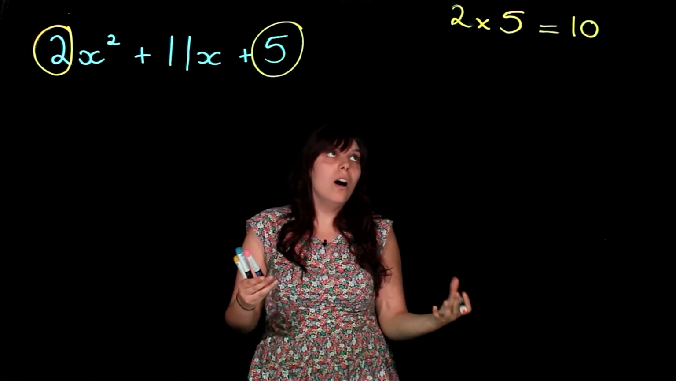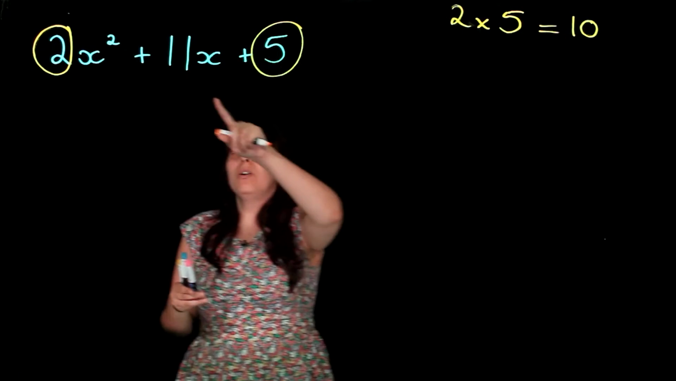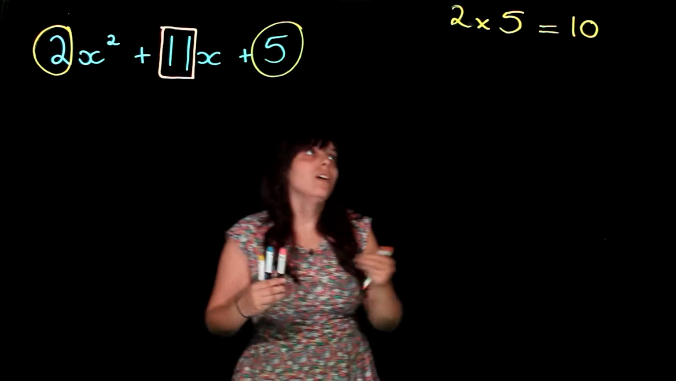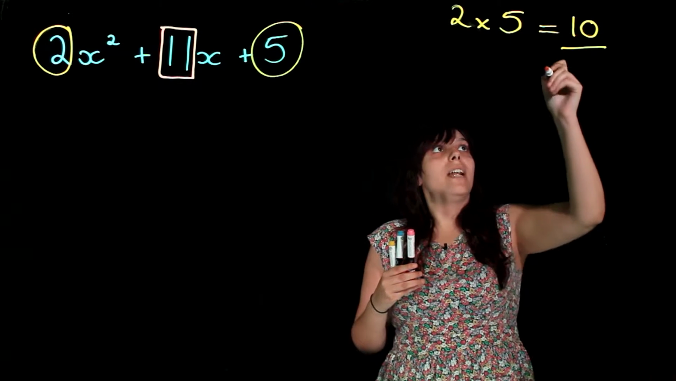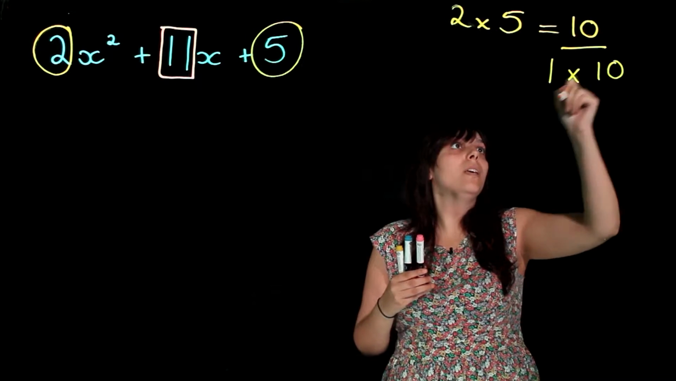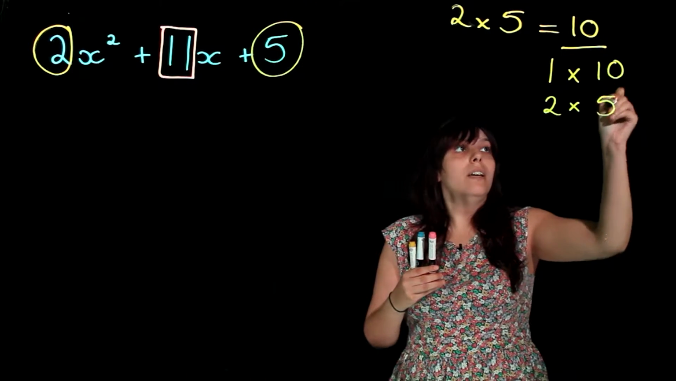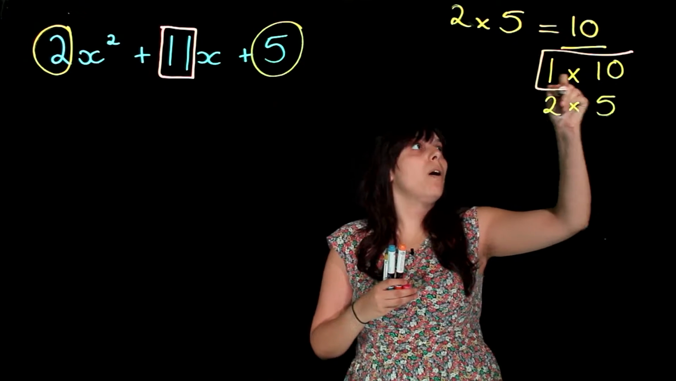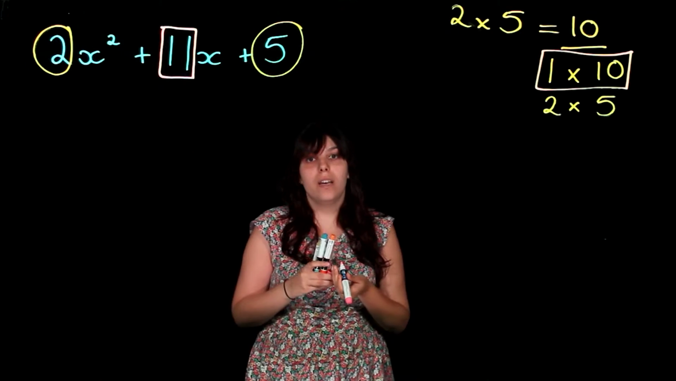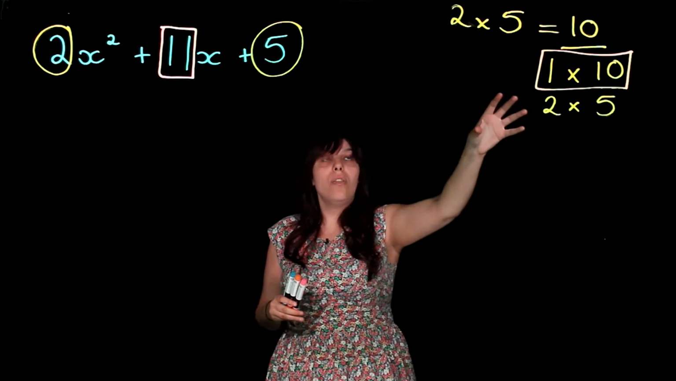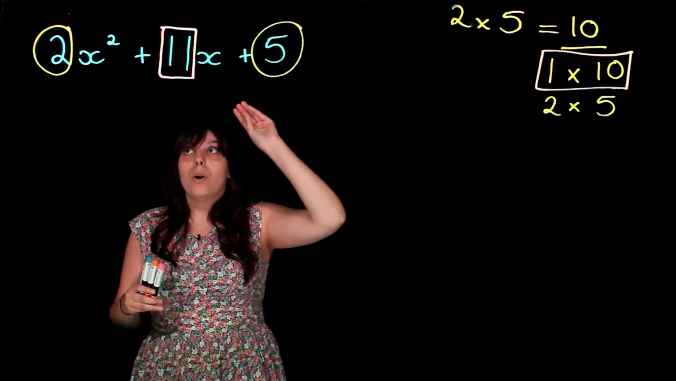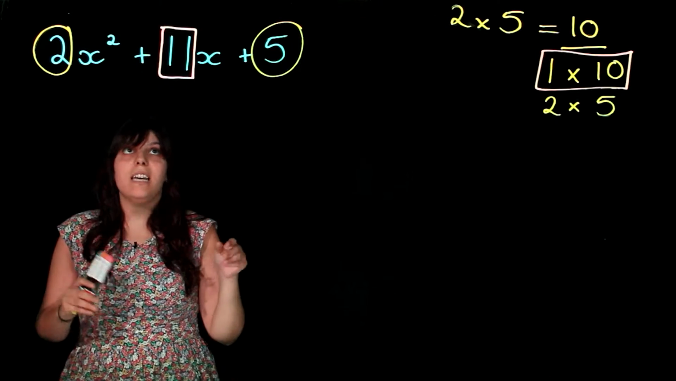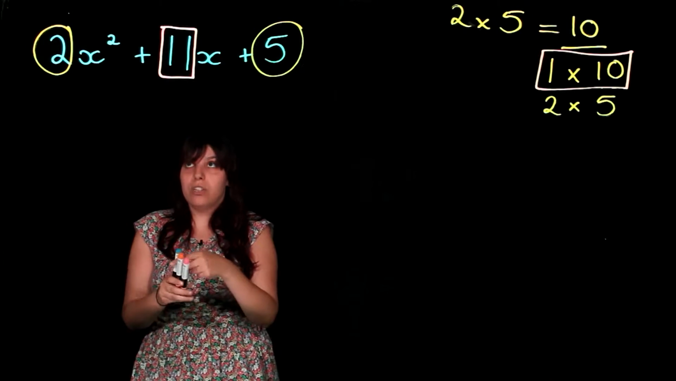So just as before, I need to find factors of 10 that multiply together to give me the coefficient of x, which is 11. So factors of 10: 1 times 10 and 2 times 5. Now I can see straight away that the factors that I would like to use this time are going to be 1 and 10. Now what I need to do is put those into my quadratic expression, and make them write this 11x in a far simpler way. So I'm going to use them to do that.